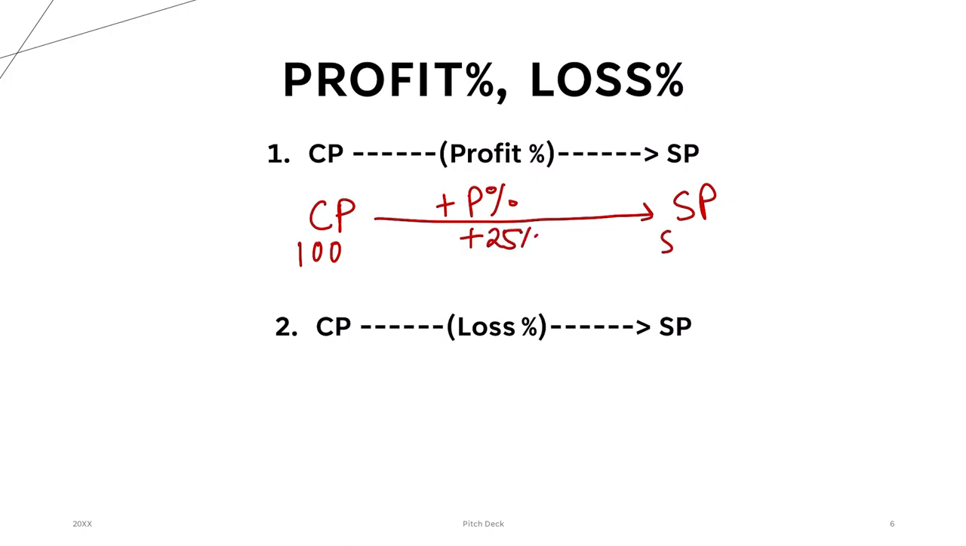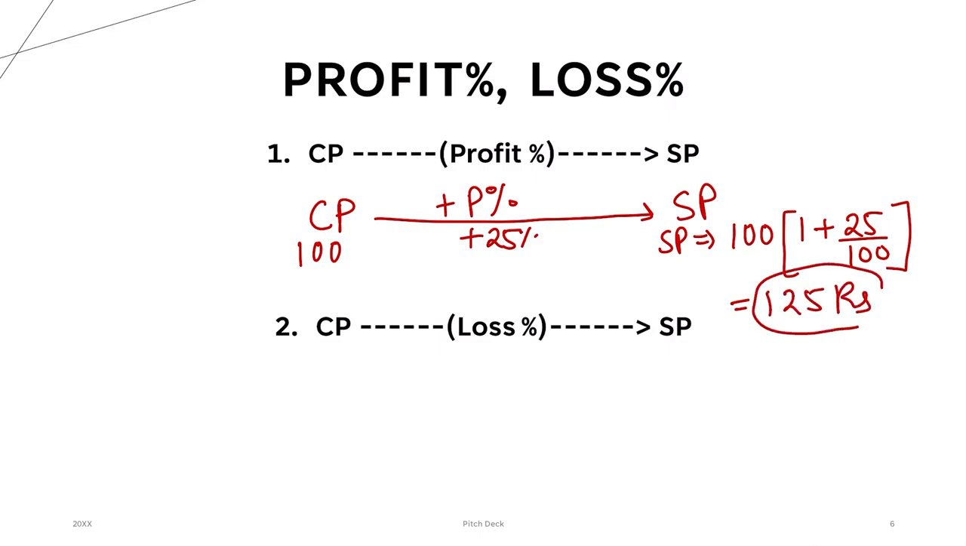How do we calculate the selling price? If you see the last video, what we did in the percentage, here we will put the initial value of the cost price times 1 plus profit percentage. This will come out to be 125 rupees. I hope this is clear.